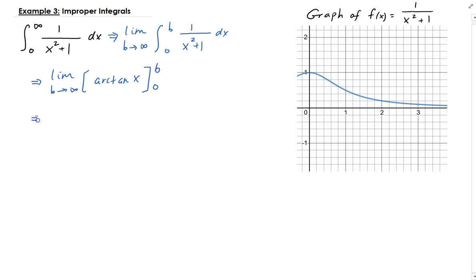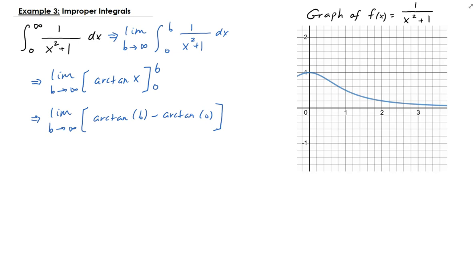Okay, so then from here, we just need to plug in our bounds. So we have arctangent b minus arctangent of 0. Now going back to trigonometry or even pre-calculus, we need to recall some of the properties of arctangent. So I'm going to sketch, in order to understand what's happening here.